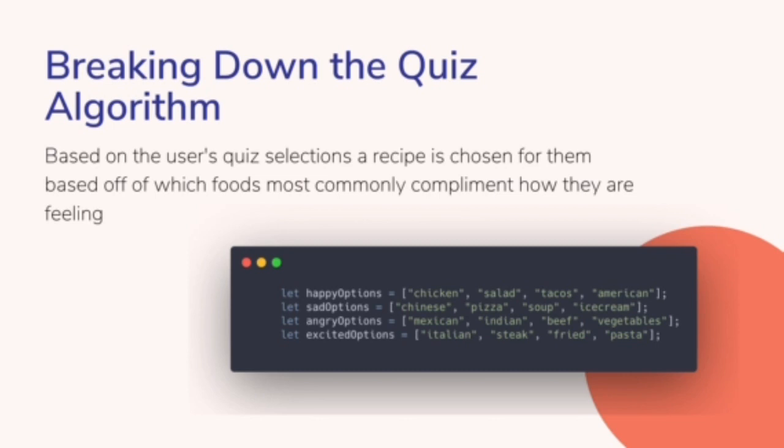Once the app receives the user's answers, it's able to tabulate which mood is most prominent. These moods include happy, sad, angry, and excited. For each of these moods, we have paired with it 4 different food groups. And these food groups were decided based upon research that showed the connection between which food groups are best for which moods. So, for example, if your mood was happy, then we would be choosing recipes from the chicken, salad, tacos, and American categories.